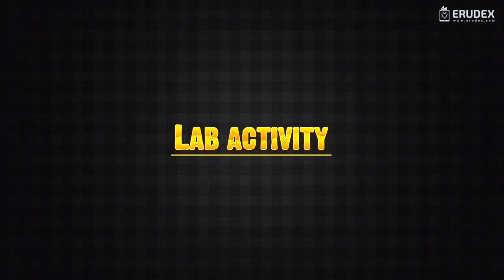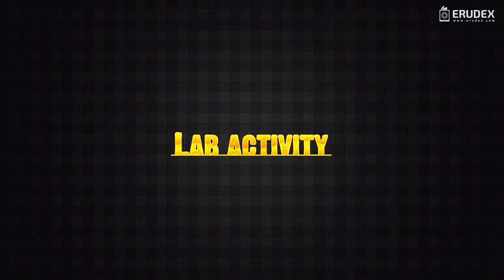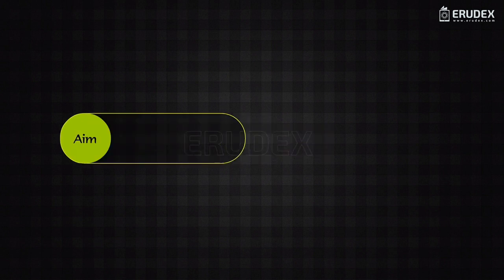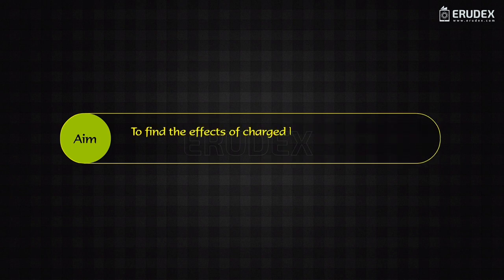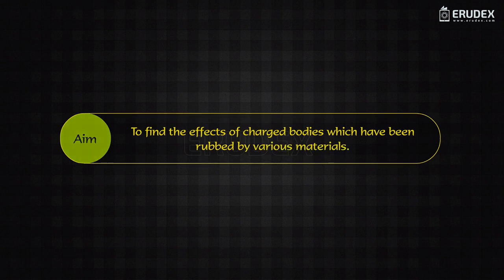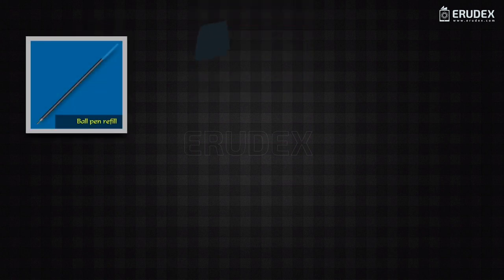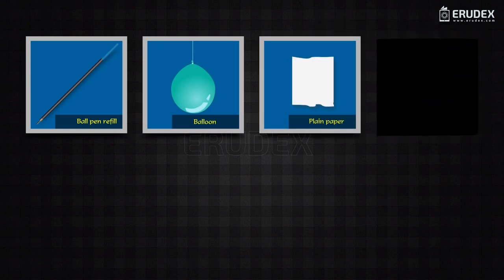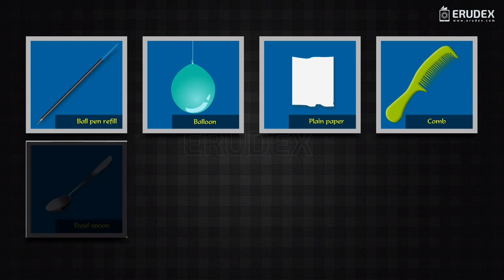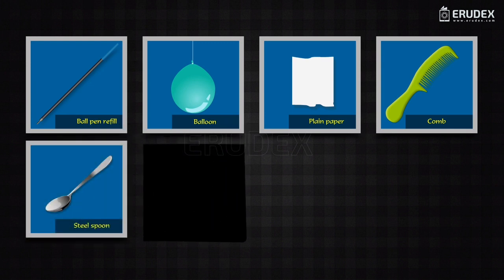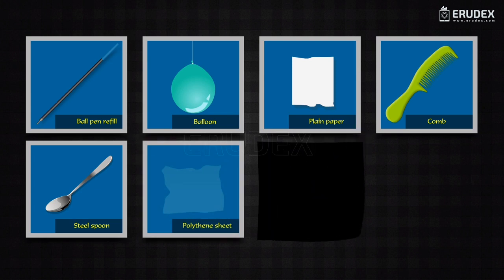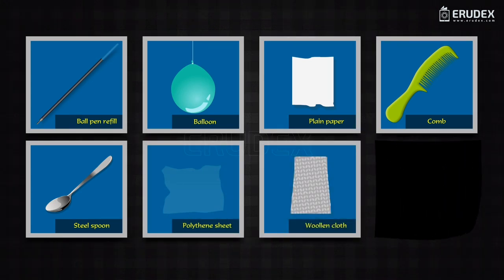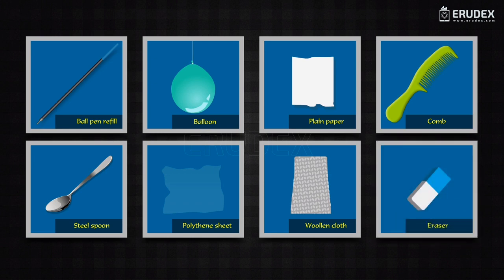Lab activity. Aim: to find the effects of charged bodies which have been rubbed by various materials. Material required: a ball pen refill, a balloon, plain paper, a comb, a steel spoon, polythene sheet, woolen cloth, an eraser, etc.